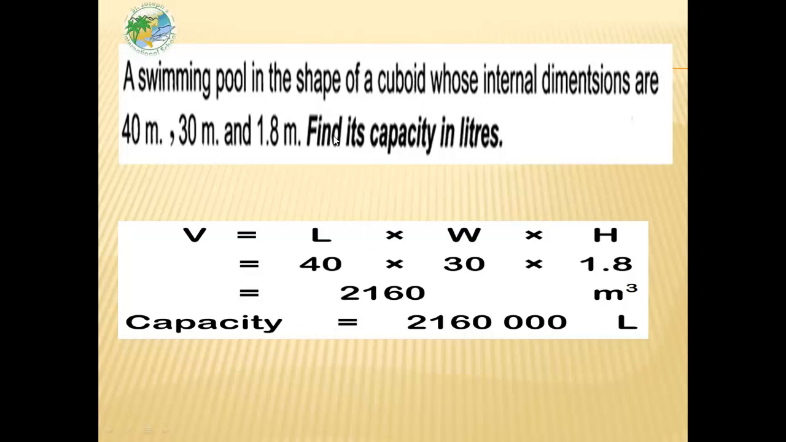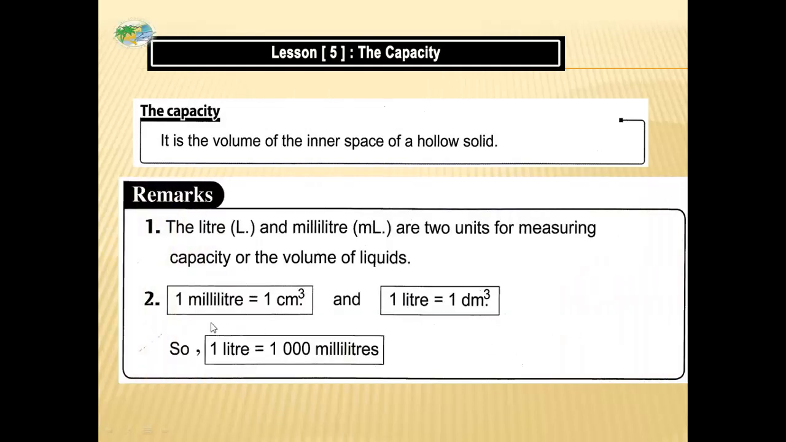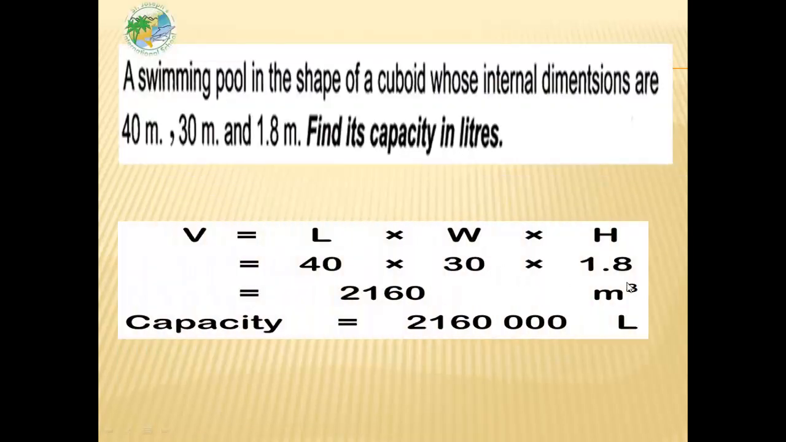Then the capacity in liter, so it is the meter cube. We said before that the liter equals what? Decimeter cube. That 1 liter is 1 decimeter cube. Then we want to change from meter cube to decimeter cube, so it should be multiplied by 1000. Okay? Multiply by 1000.